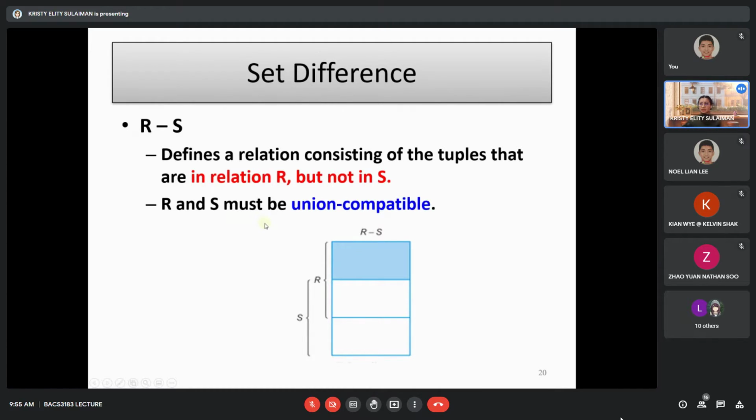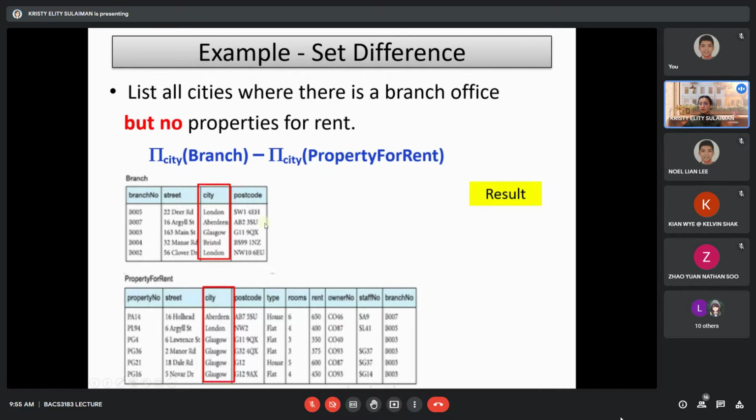So let's look at the example for set difference. We want to list all cities where there is a branch office but no properties for rent. Previously we wanted to list the cities where there is a branch office or properties for rent, so we used union. But this one we want to list cities where there is a branch office but no properties for rent.